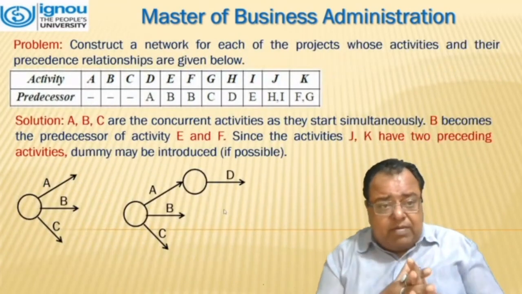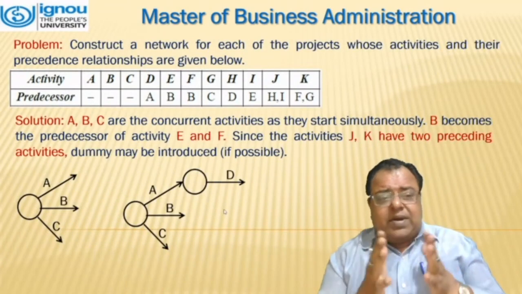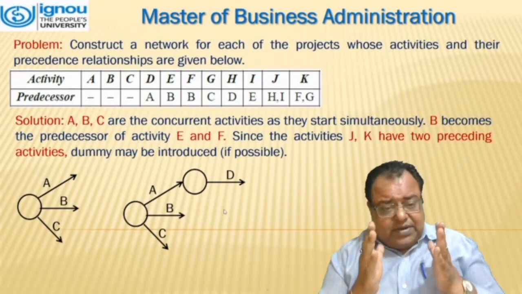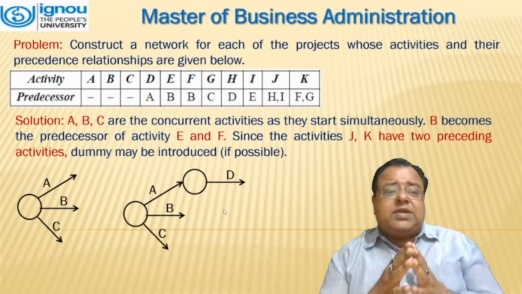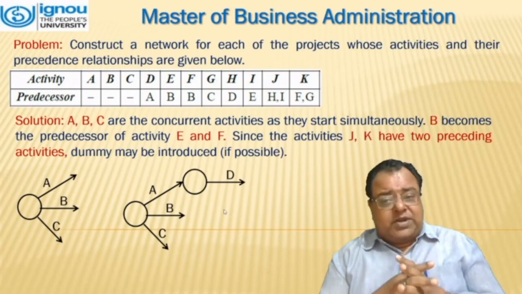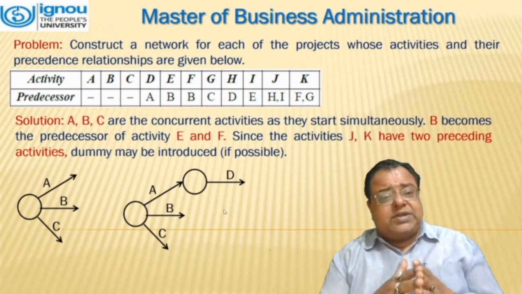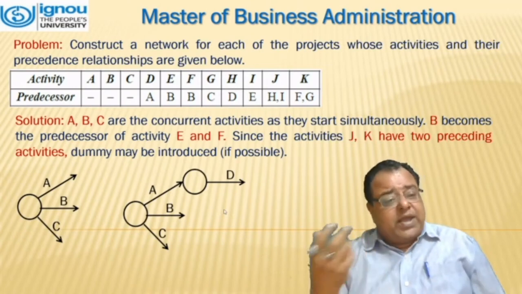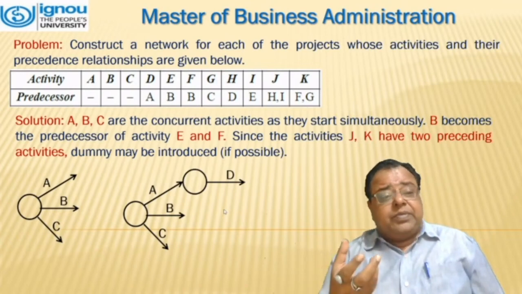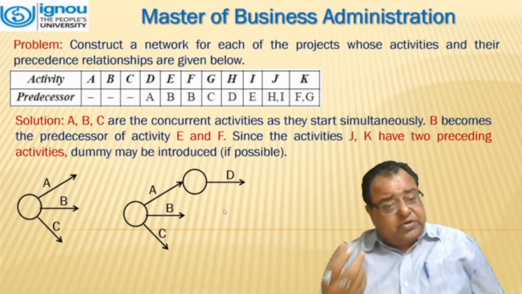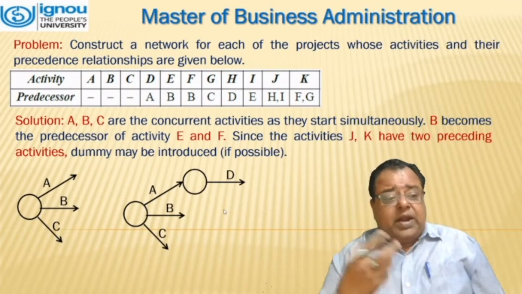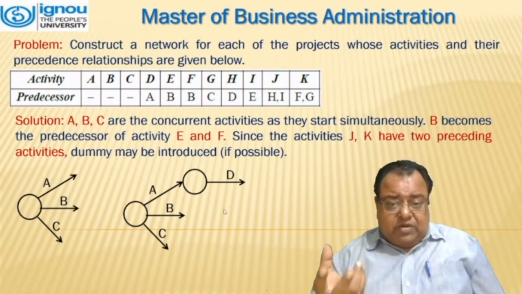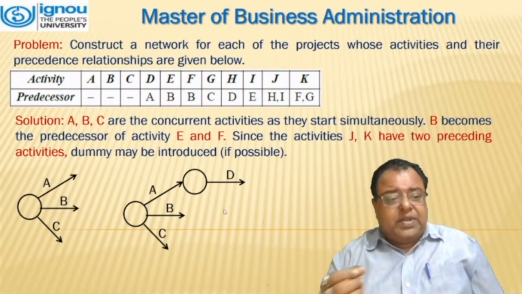Now we will take a problem and we will try to understand how this is drawn. The problem is: construct a network for the project whose activities and their precedence relationships are given in this tabular form. The activities are from A to K, and the predecessor activities are shown in the table. Now, how this has to be processed and how this has to be drawn.